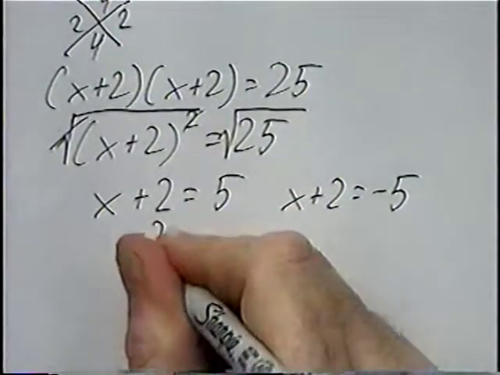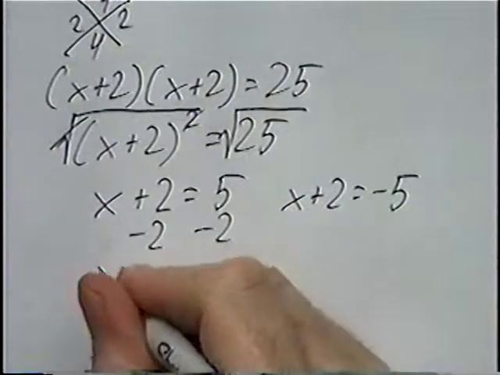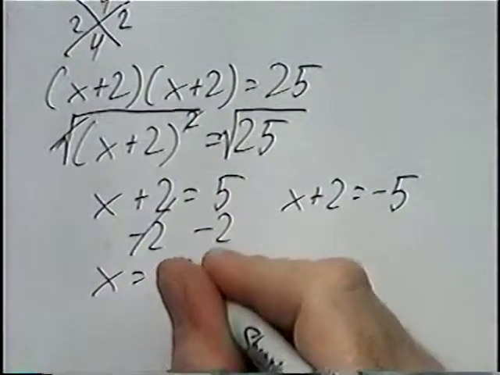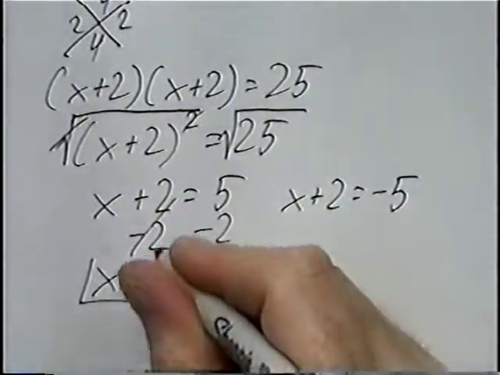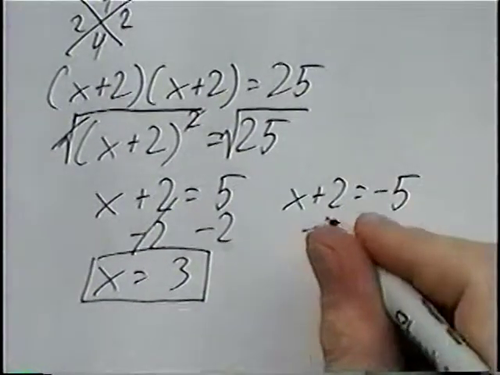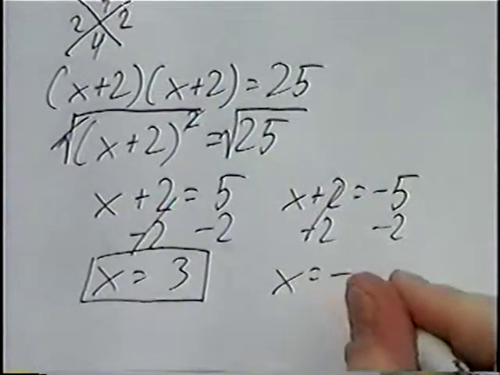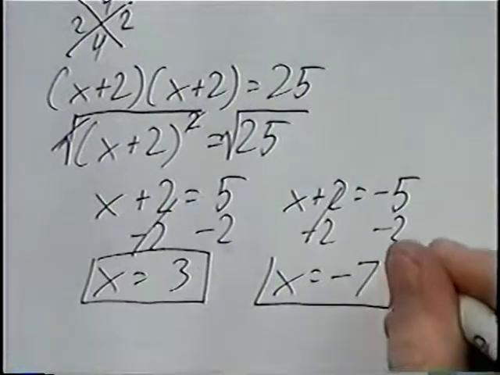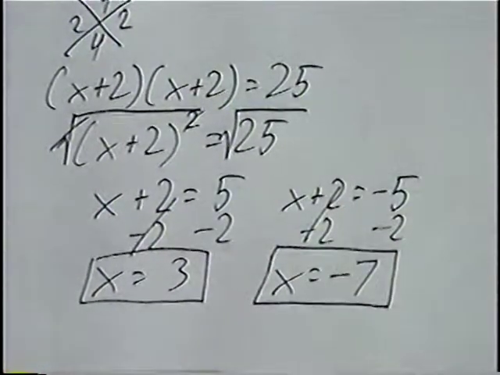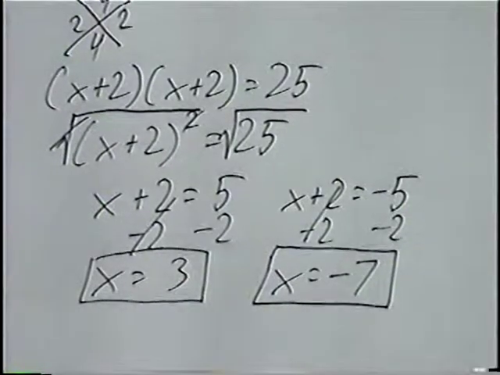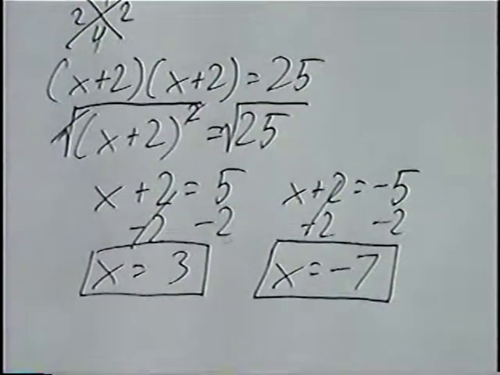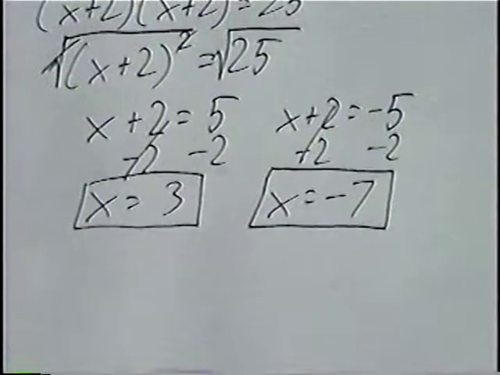Solving from here, we can subtract 2 on both sides. So x is equal to 3 for our first answer. And our second answer, subtracting 2, we'll have x equals negative 7. So our two answers to the equation: x equals 3 and x equals negative 7. Second question, and last question for the section.